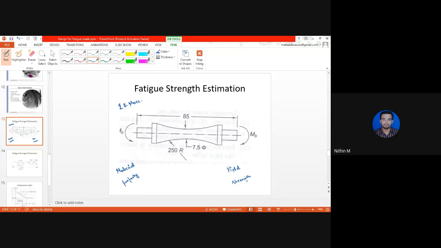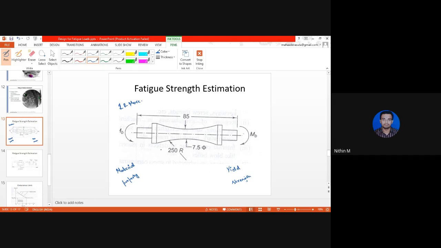So basically, there is a little bit of error in the procedure that we had followed in the material testing laboratory. We tested a regular dog-bone specimen. But the figure that you are seeing here is the test specimen for carrying out fatigue testing, right? The length of this specimen is 85 mm. This is the specification of the test specimen as per ASTM standard.